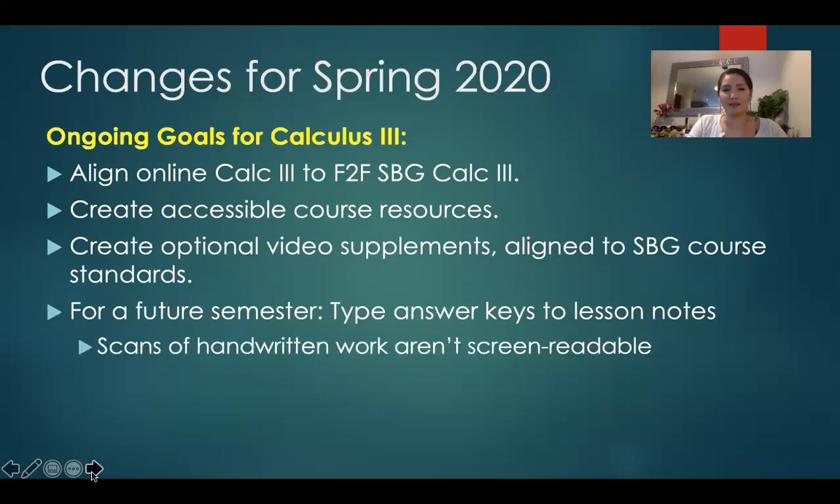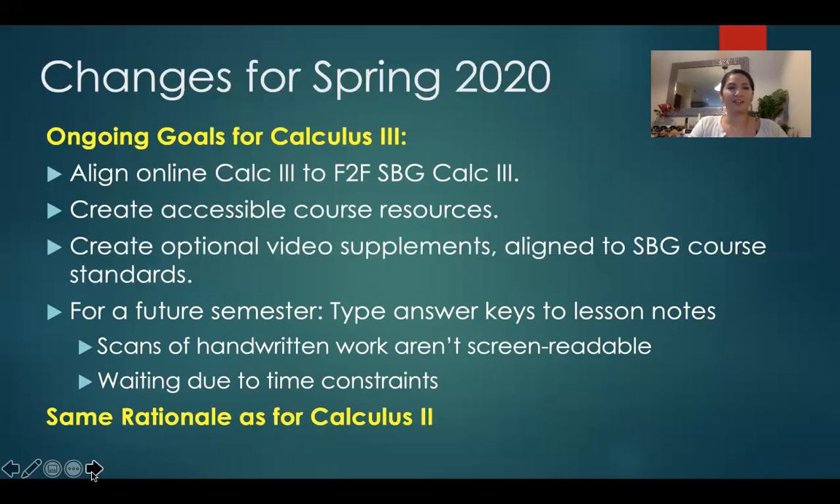Because right now, the versions of the answers to the lesson notes that I give to my students are scans of my handwritten work. They're pretty. I make them with Sharpies, and I draw beautiful pictures of graphs in three-dimensional space, surfaces, and curves. But those scans of handwritten work are not screen readable. And I wanted to do that, and I still want to do that as soon as possible, but I still haven't done it due to time constraints.